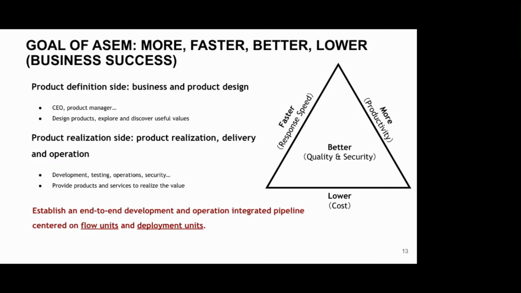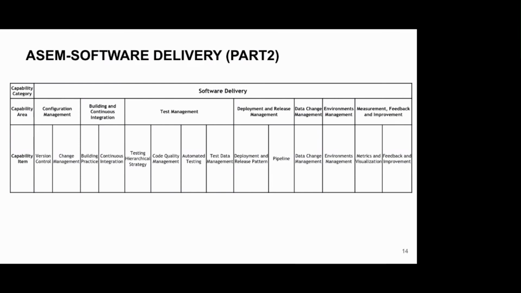So I'll just show some detail about the ASEM. There is a part 2, we call it software delivery. This is a model about, we call it the advanced software engineering model. This is part 2, the second part, we call it software delivery. It's just about the engineering.